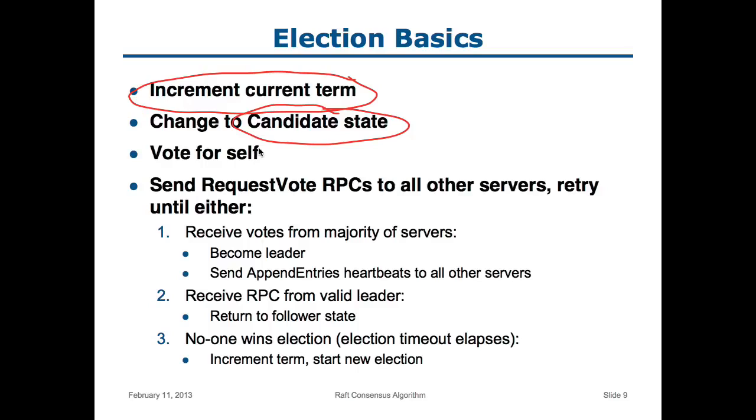The first thing the candidate does is that it votes for itself. Then it sends out remote procedure calls to all of the other servers, asking them for their votes. Typically, it will send these request vote RPCs in parallel to all of the servers. If it doesn't get a response from any particular server, it will keep retrying with that server over and over again until it eventually gets a response.